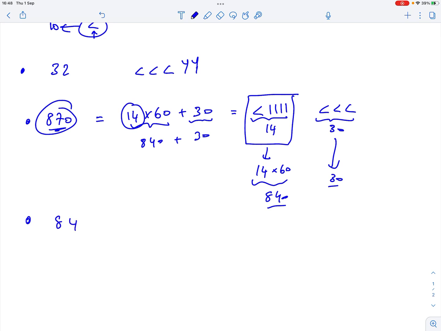Okay, and if they wanted to write 8492, they would have first known that this is 2 times 60 squared plus 21 times 60 plus 32.